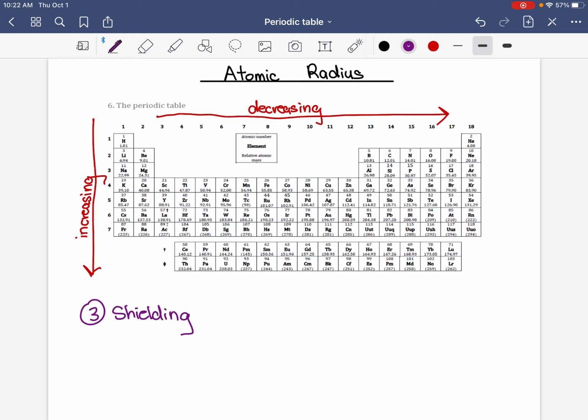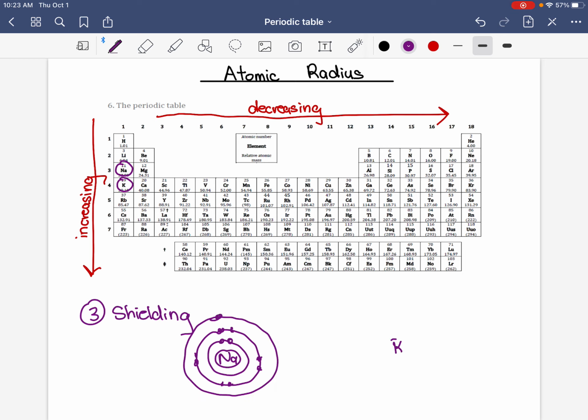Well, we all know what a shield is. It's a block, right? So let's take a look at sodium and potassium as an example. So we have sodium right here. 2 electrons on the first shell, 8 electrons on the second shell, and 1 electron on the third shell. Potassium, well, we can easily determine that potassium is going to be quite a lot bigger because potassium will have an extra layer of energy level.